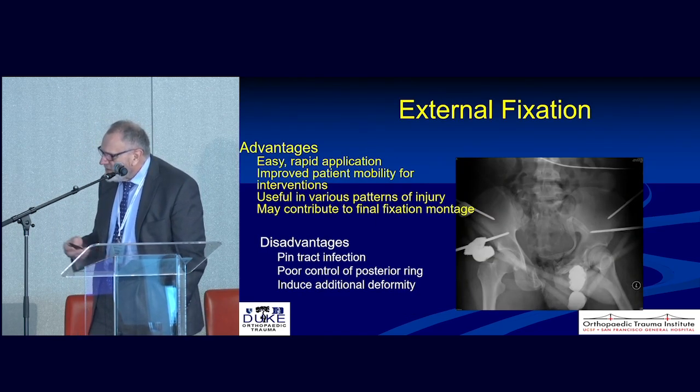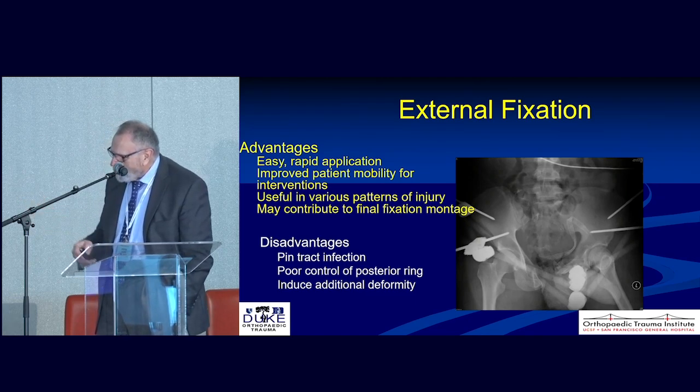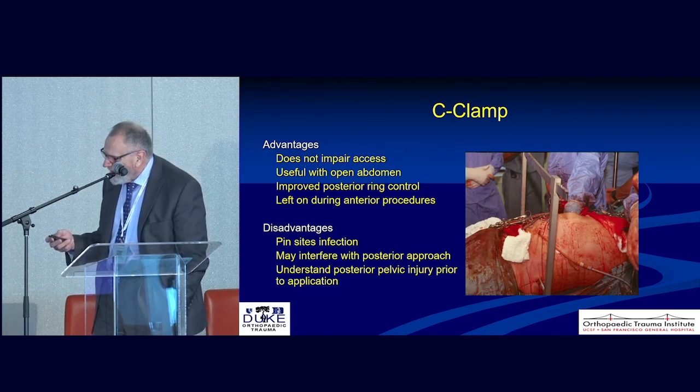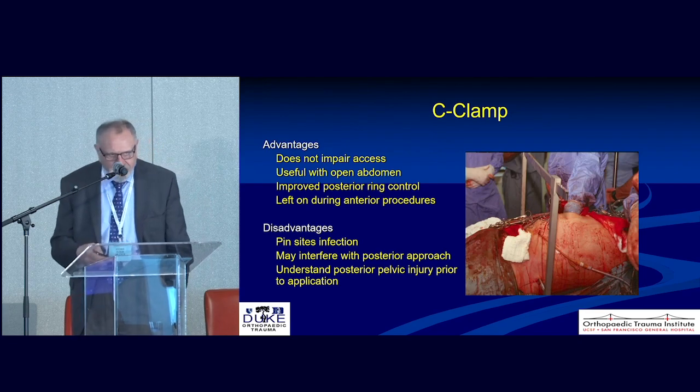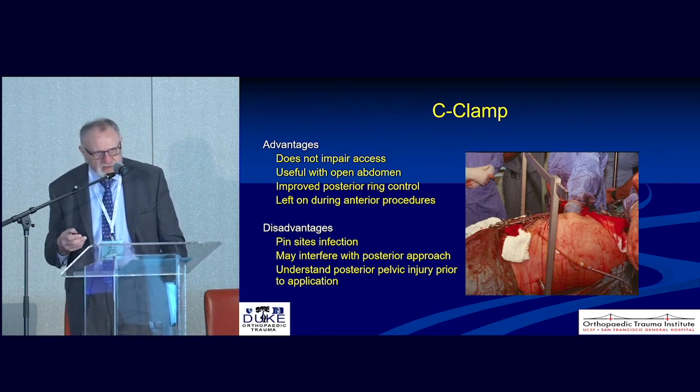So an X-fix has lots of advantages that we talked about. It has relatively poor control of the posterior ring. Fair enough. The C-clamp has lots of advantages, but may give you some wound problems posteriorly, and you really need two people to put it on properly because it's hard to maintain that in position with one person to try to do that.